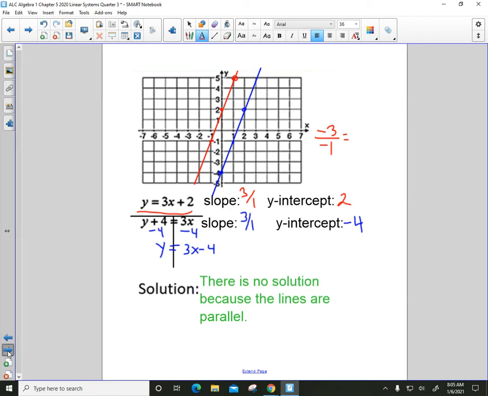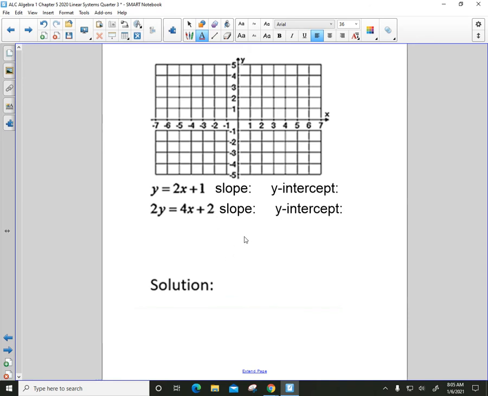All right, so that's item 1. I've got the second one here for you, and we're going to, again, answer some questions. What's the slope of y equals 2x plus 1? How do you write that as a fraction? Yep, hopefully you said the slope was 2 and it's 2 over 1. What's the y-intercept? Hopefully you said 1.